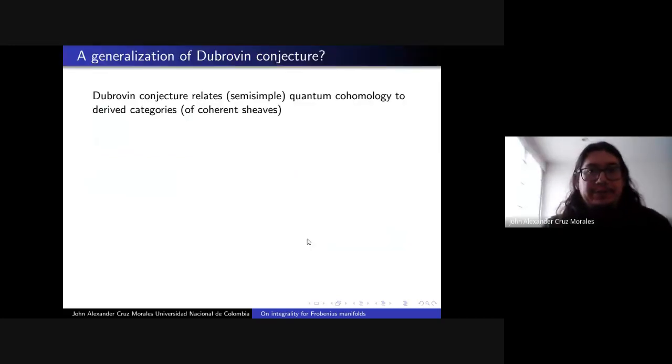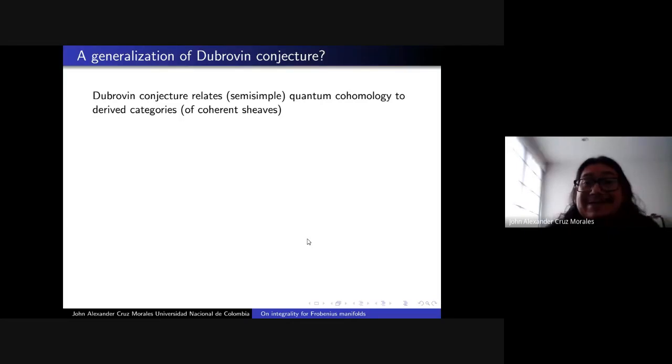Perfect. So let me go to the case of quantum cohomology. And I will go back to this semi-simplicity stuff in the quantum cohomology case. So the Dubrovin conjecture is, for me, an amazing conjecture about the semi-simplicity of quantum cohomology and the derived categories of coherent sheaves. Dubrovin started this conjecture in his ICM talk in 1998, and the conjecture says that, okay, if you have a Fano manifold, then the quantum cohomology is semi-simple if and only if the derived category of coherent sheaves of the manifold has a full exceptional collection.